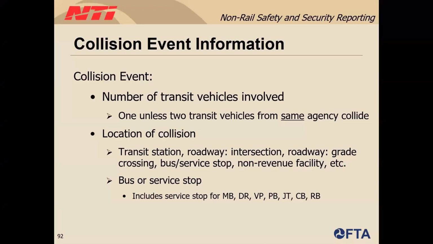So the first collision screen is the collision event information screen. For all the modes, this captures information about the number of transit vehicles involved. The answer would always be 1 unless 2 transit vehicles from your agency collide. The location of the event, such as the transit station, roadway intersection, roadway grade crossing, bus or service stop, non-revenue facility, which would be a transit bus barn, yard, or maintenance facility. Bus or service stop is an appropriate location for modes such as demand response, paratransit, pickup at a person's home.